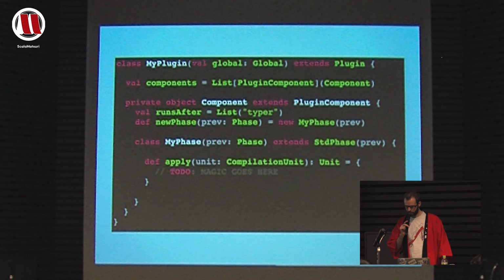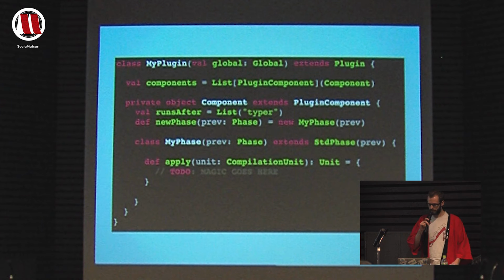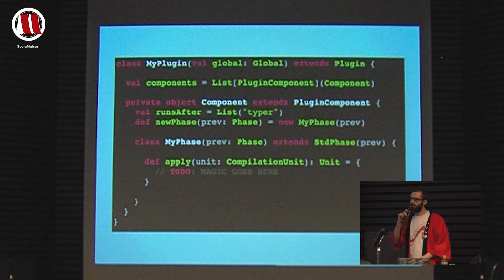A plugin in Scala looks like this. It looks a little bit complicated because we have some nesting going on here, but it's reasonably simple. We have a plugin, my plugin, which defines one or more components like this. And then each component defines one phase like this. So the point of plugins is to add new phases into the compiler. You can add one or more phases of compilation.